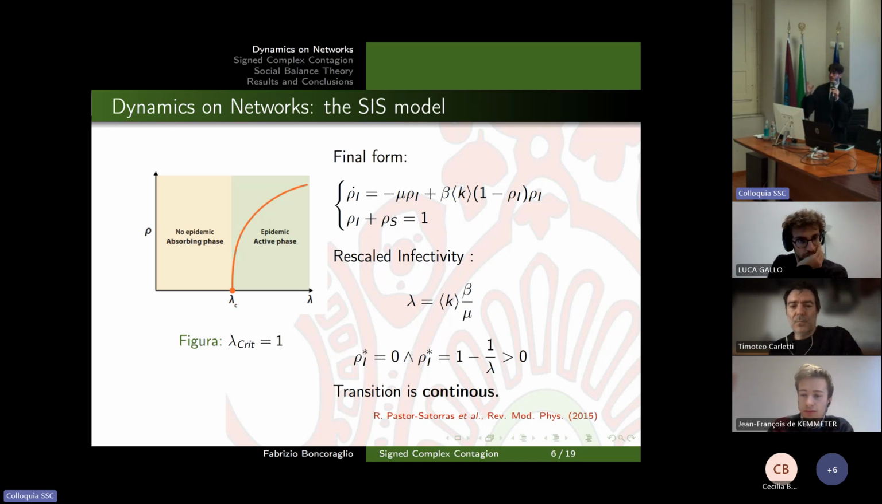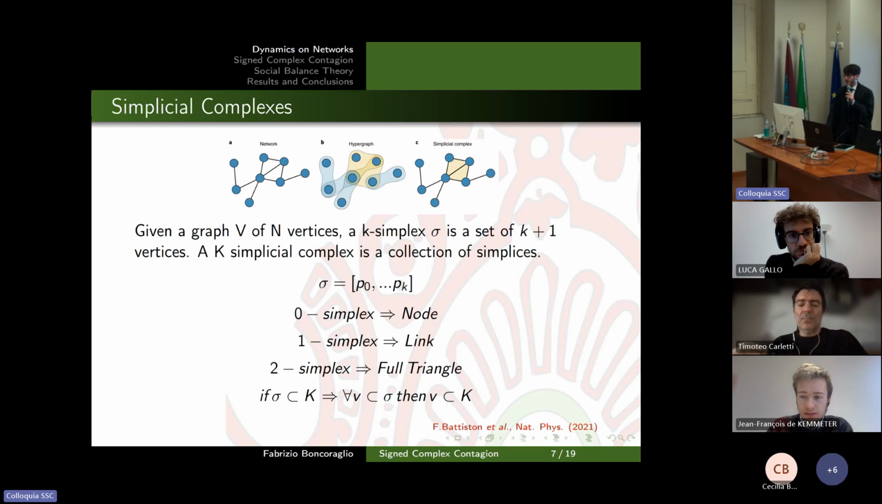Otherwise, there is an endemic state in the system, in the sense that in the stationary state, at the end of the process, some finite fraction of the nodes will be infected.